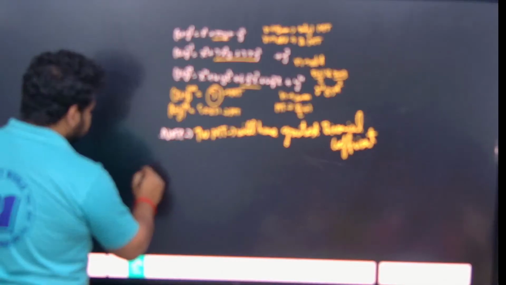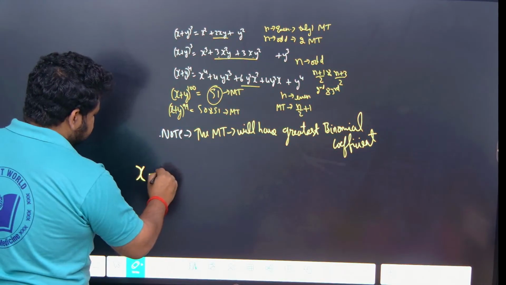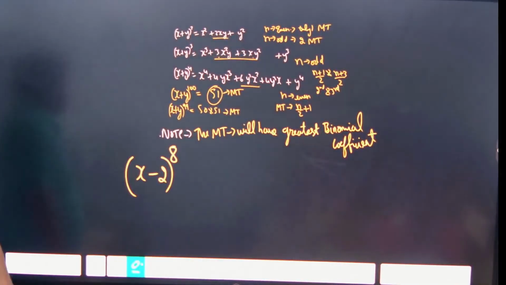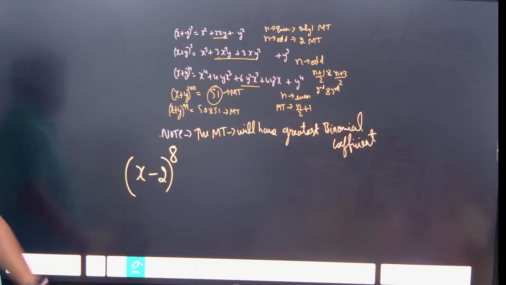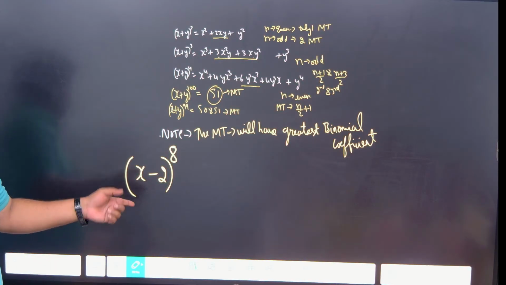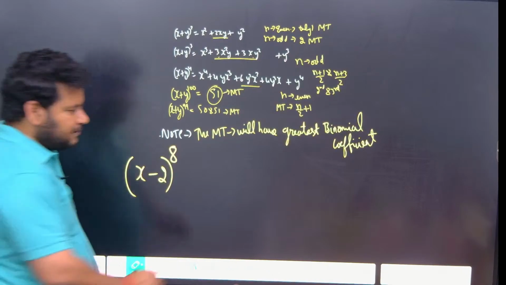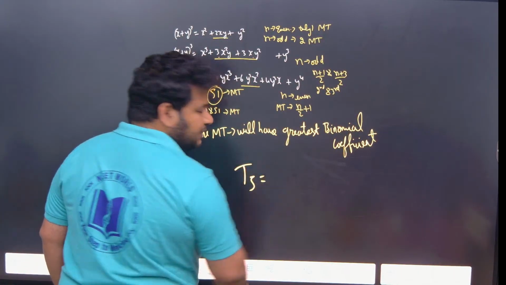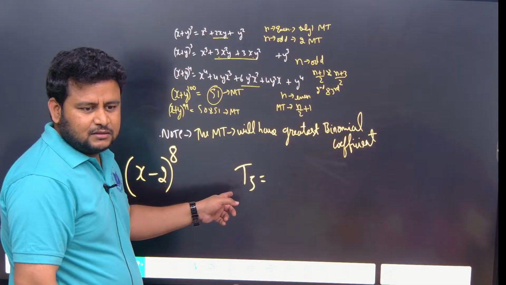See here, I will give you an example: (x minus 2) to the power of 8. For this, try to find the middle term. What is the middle term for this? 8 by 2 plus 1, that is 4 plus 1, 5. So the fifth term, T5, will be the middle term.